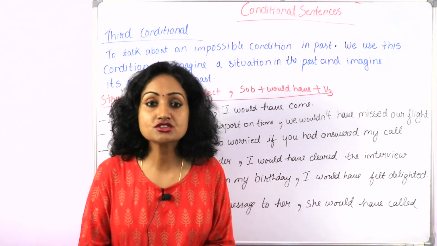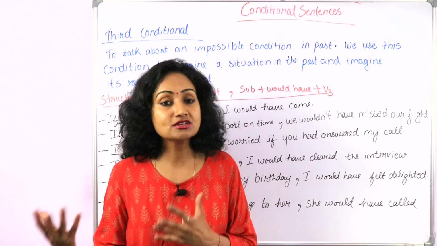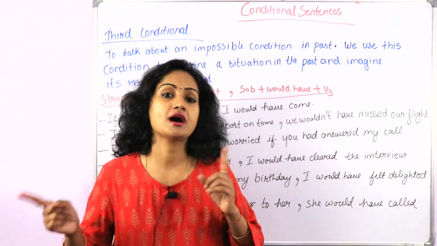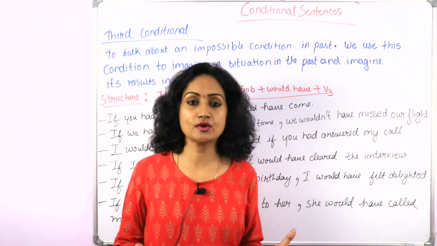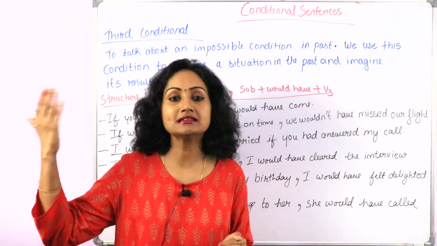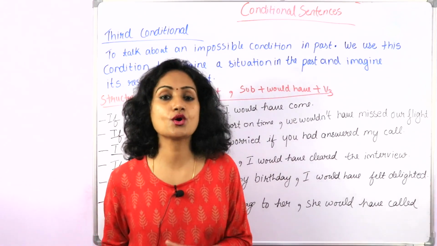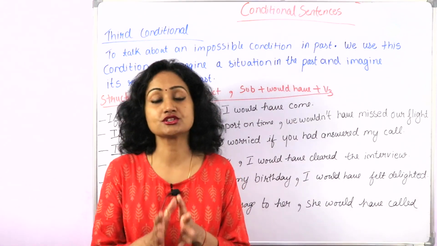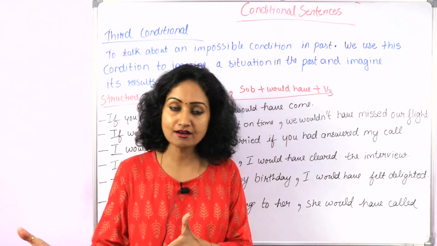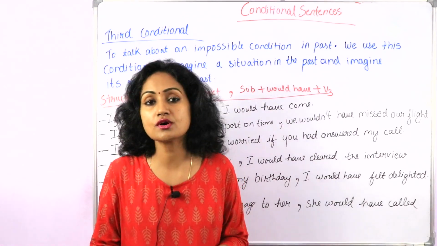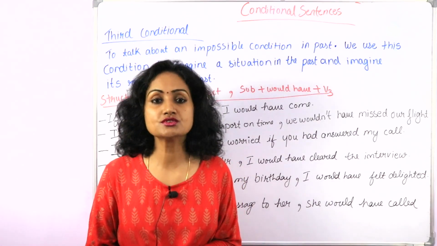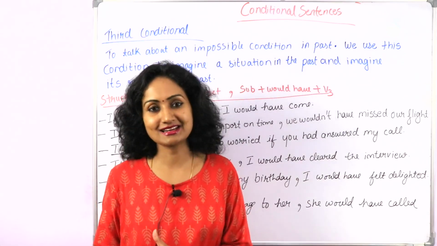And now third condition is again you imagine something but about past. You imagine a past situation and then its results in past, not in present or future. So third condition is all about past, and when you are sure we can use would have, and when you are not sure, that time you can use could have or might have.